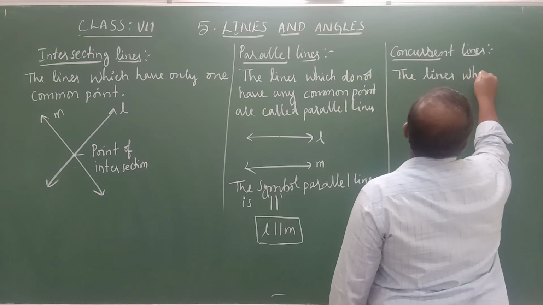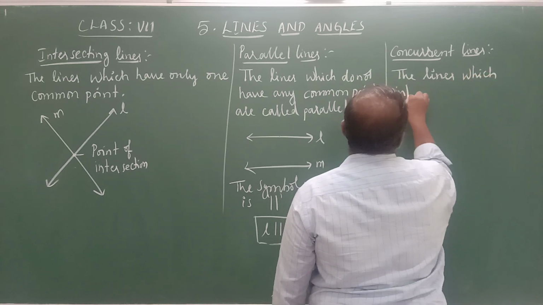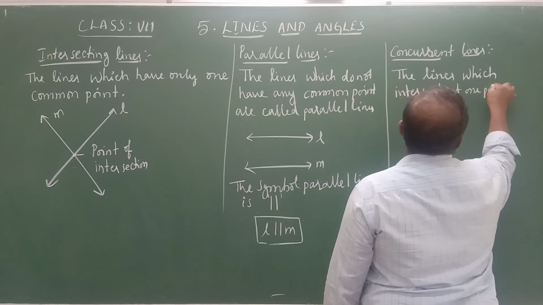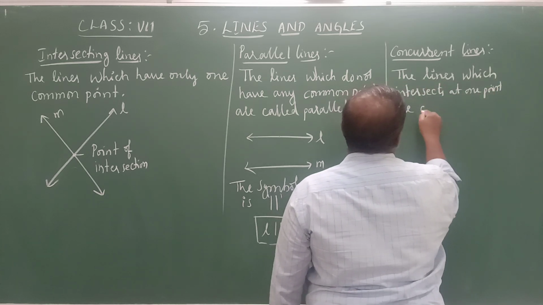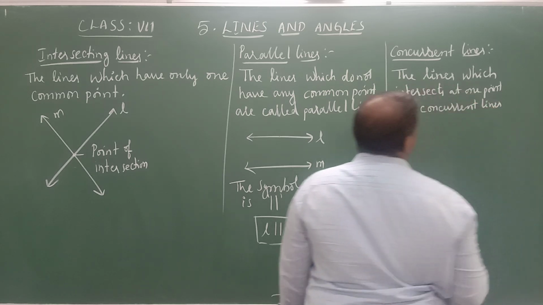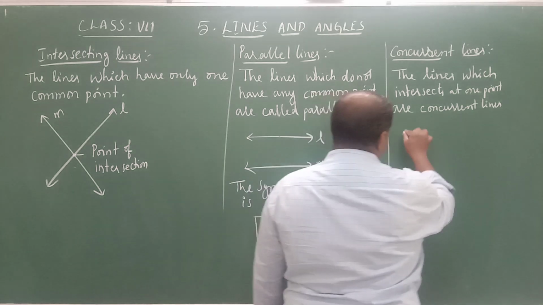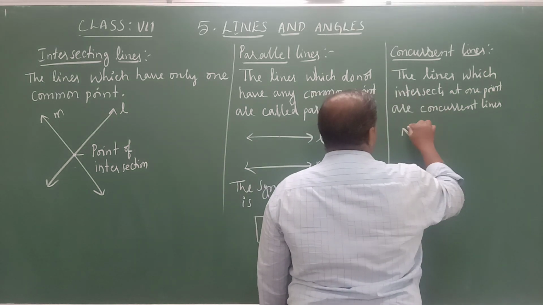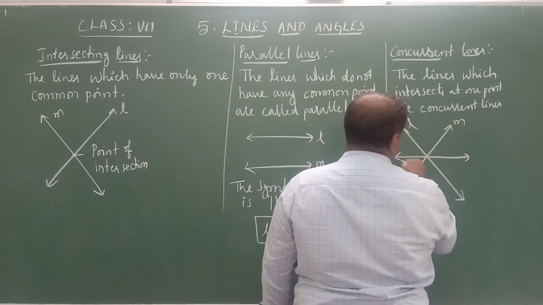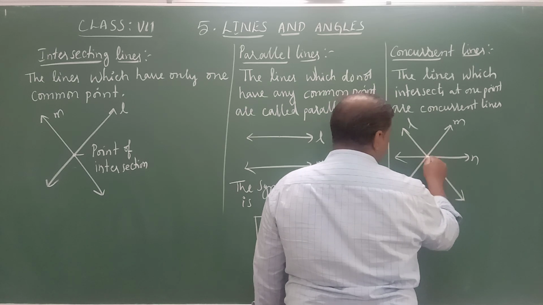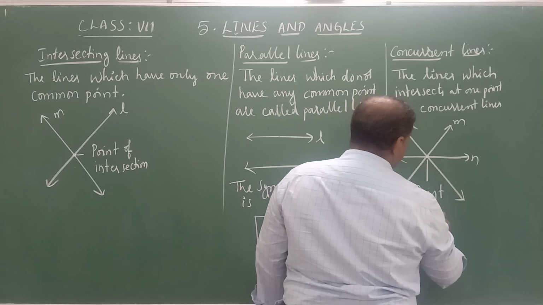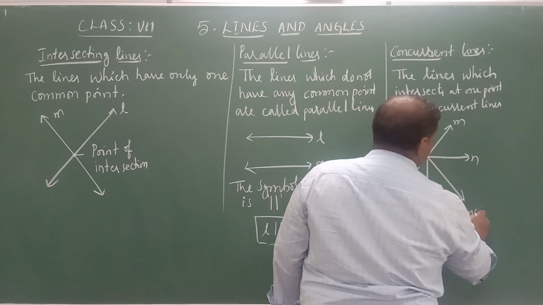The lines which intersect at one point are called concurrent lines, and that point is known as the point of concurrence. Like this, let this be one line L, this is one more line M, and this is one more line N. Now this point is known as the point of concurrence.